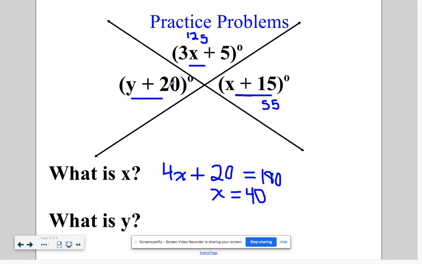So I know that y plus 20, since it's vertical to this one, would also equal 55. So this has to be 55 total, so I know that y has to be 35. And I'm done.